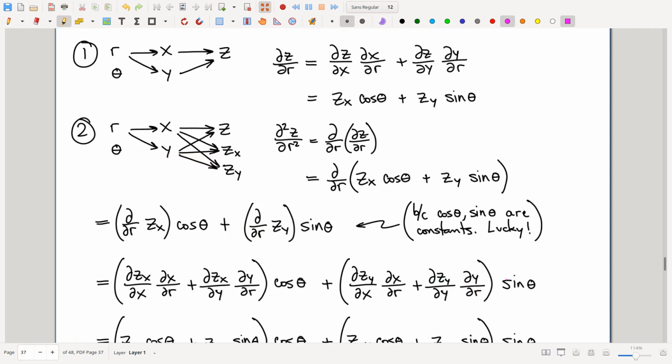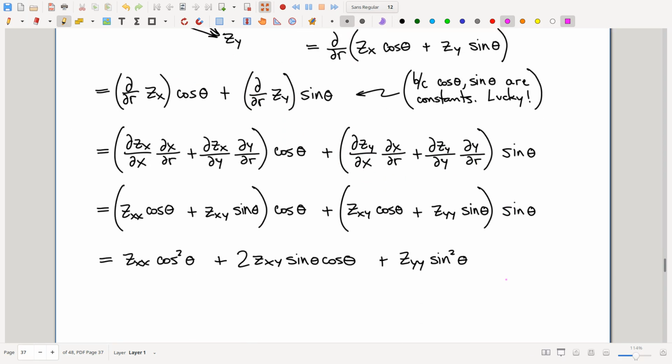I'll point out a couple of those bits. Partial of zx with respect to x really is just zxx. Z is directly a function of x. There's no chain rule involved there. There's no intermediate variables. So you got z, you take an x partial, you take another x partial. That's the x second partial. Likewise, here, and here. That's just rewrites.